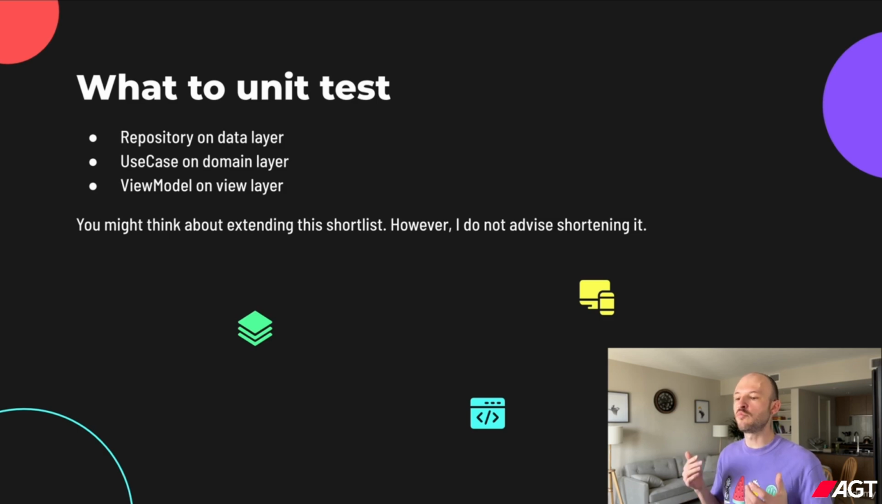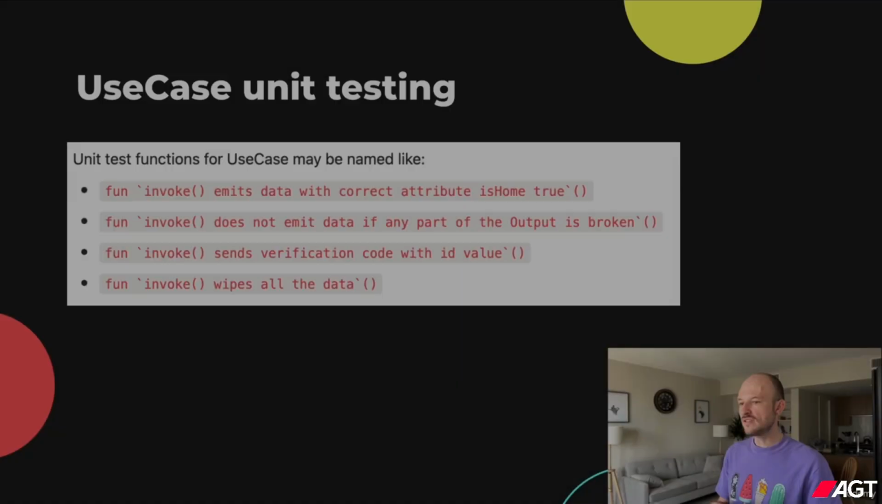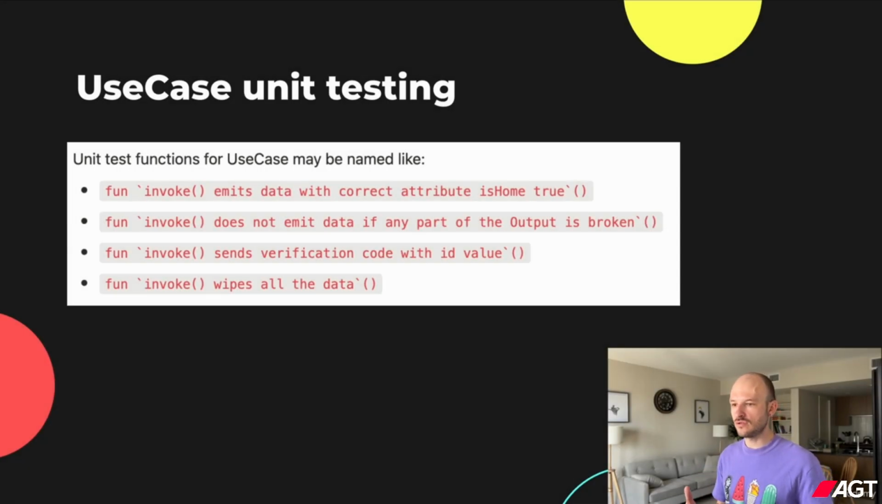So let's discuss repository coverage. In the screenshot, you may see a simple unit test that checks the returned result. Most of the repository tests should check data integrity, as this is the primary responsibility area of the repository. Let's proceed to use case unit testing. Use case tests will look similar to repository tests, but should concentrate more on the business logic. Unit test functions for a use case may be named like fun invoke emits data with correct attribute is home true, and so on.